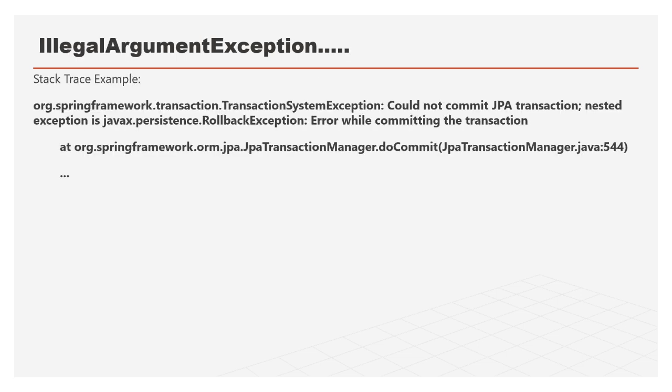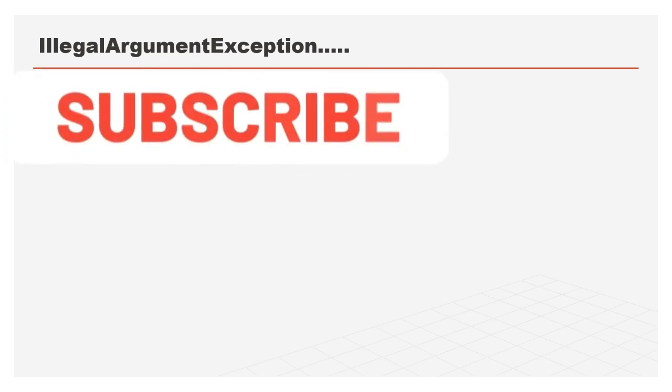Now, if you look at the transaction system exception, one of the messages will be, let's say, could not commit the JPA transaction. You'll have that particular rollback exception, or something like error while committing the transaction, etc. You'll get that particular detail. So always search for that.